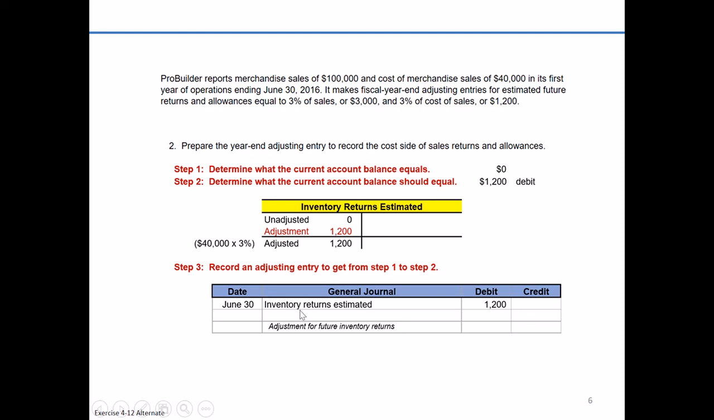Well, what's the flip side of the entry? Very similar to what an actual return would be. Again, this is an estimate. Our flip side of our entry is to reduce the expense, cost of goods sold. Ultimately, this product is expected to come back and reduce the expense cost of goods sold, so we credit it for $1,200.